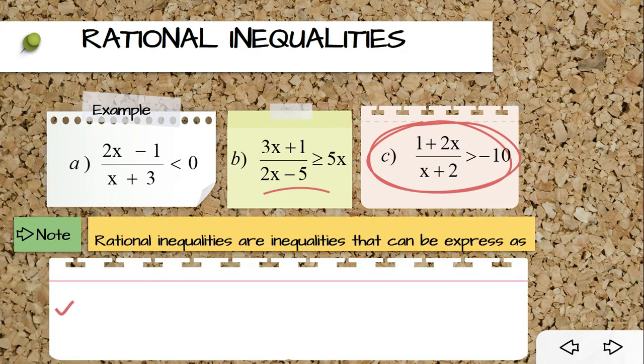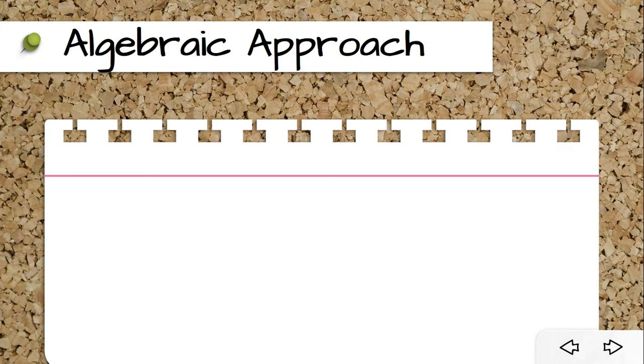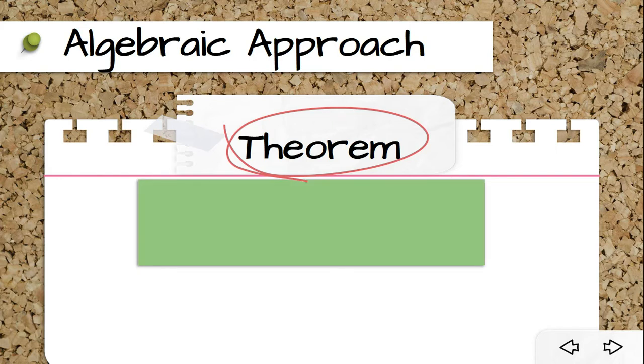Rational inequalities are inequalities that can be expressed as p(x) over q(x) more than 0, more than or equal to 0, less than 0, or less than or equal to 0. To solve rational inequalities, we try to apply an algebraic approach. There are two types of the algebraic approach. First one, number line, and the second one is table of sign. So firstly, we try to understand the theorem of the algebraic approach.